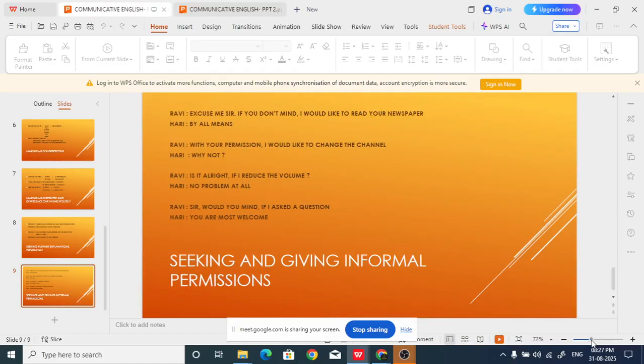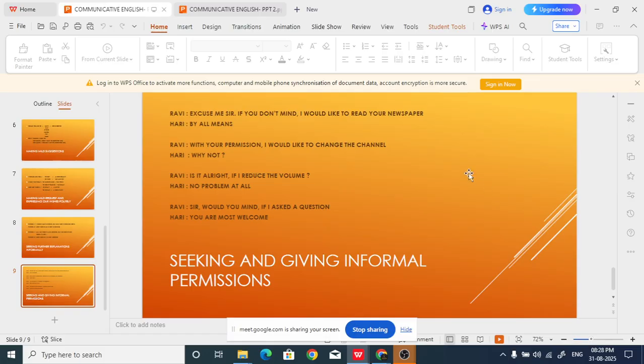Ravi: Excuse me, sir. If you don't mind, I would like to read your newspaper. Hari: By all means. Ravi: With your permission, I would like to change the channel. Hari: Why not? Ravi: It is alright if I reduce the volume. Is it alright if I reduce the volume? Hari: No problem at all. Ravi: Sir, would you mind if I ask a question? Hari: You are most welcome.